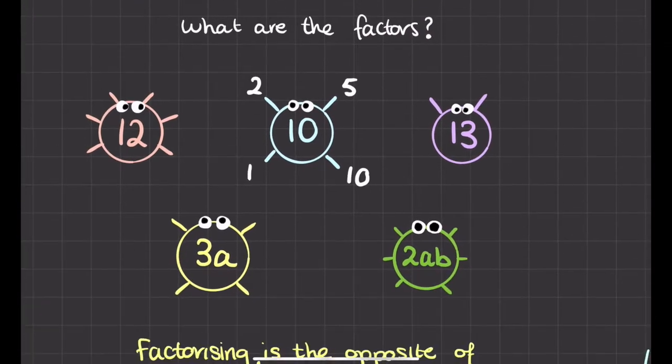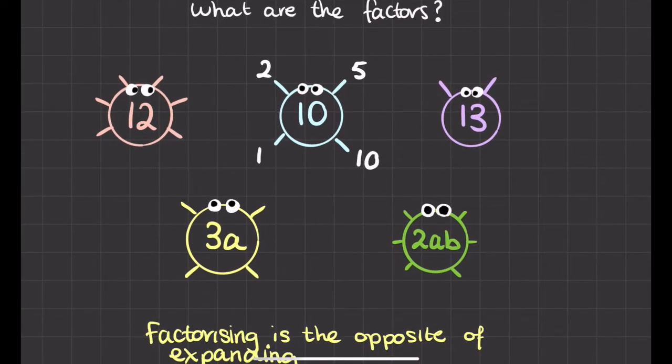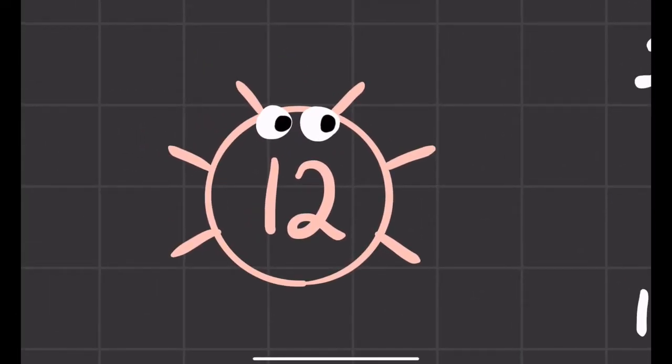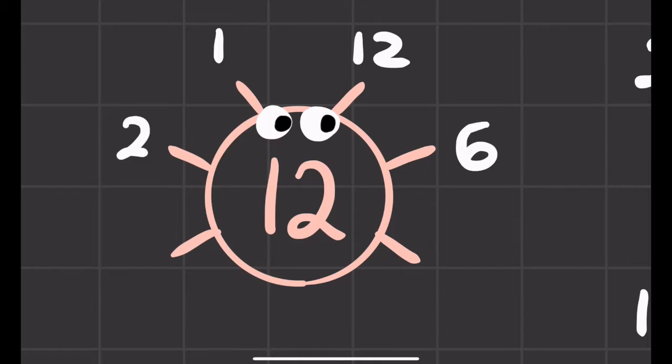So I wonder if you can complete these factor bugs. You could pause the video and have a go at completing them. Right, so let's have a look at what's going to be on those legs. For this one here, 12, what factors could we have? We could have 1 and 12, because 1 times 12 makes 12. We could also have 2 and 6, because 2 times 6 makes 12, so 2 and 6 are both factors. And we could even have 3 and 4. So they're all my factors for 12.